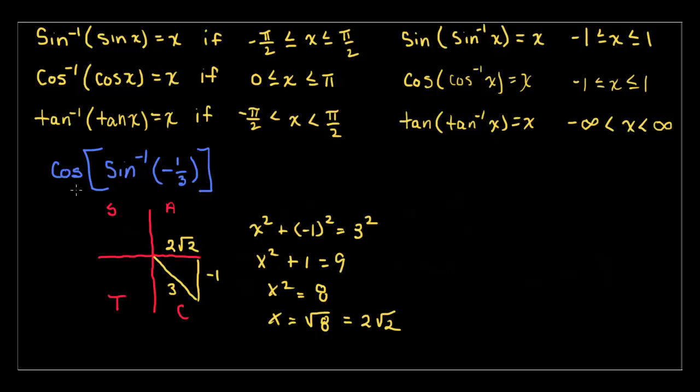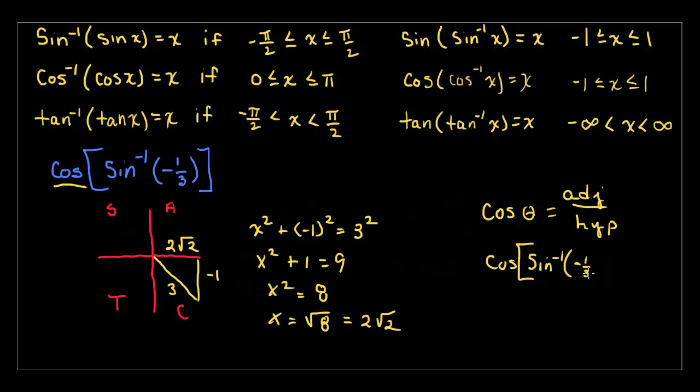Now, we want the cosine of that angle. Cosine is adjacent over hypotenuse. So the cosine of the inverse sine of negative 1/3 is 2 square root of 2 over 3.